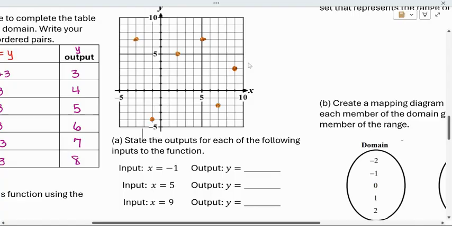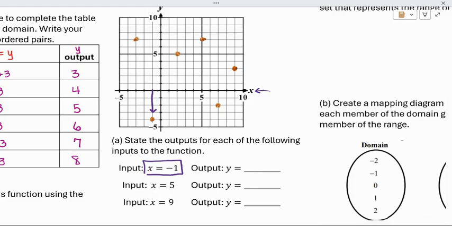Perfect. So state the outputs for each of the following inputs. When we input -1, meaning when we let x equal -1, so this is my x-axis right here. Does everybody see this? If this is 0, 0, -1 is right here. I have to find out what my output is. So when I input the number -1, what is my output? Where is this along the y-axis? What do you got, Owen? -4.